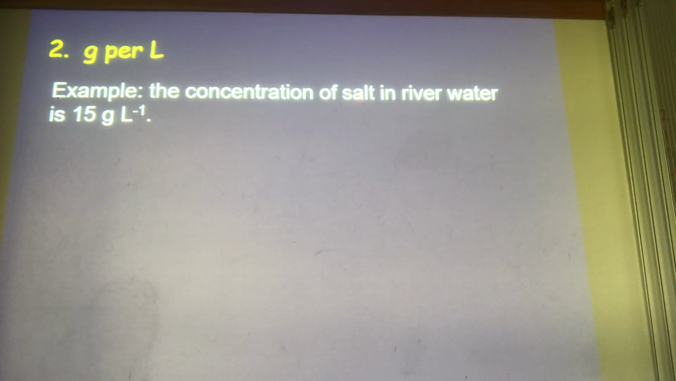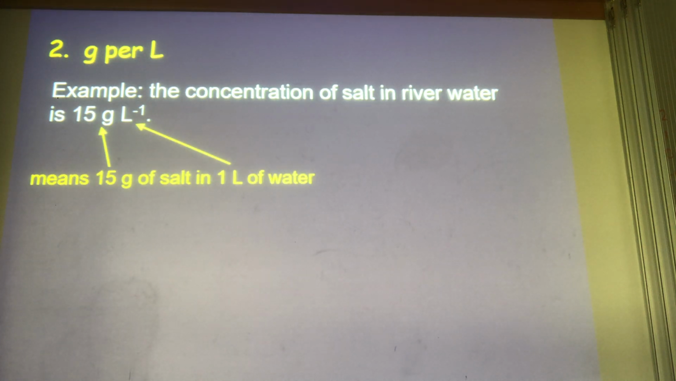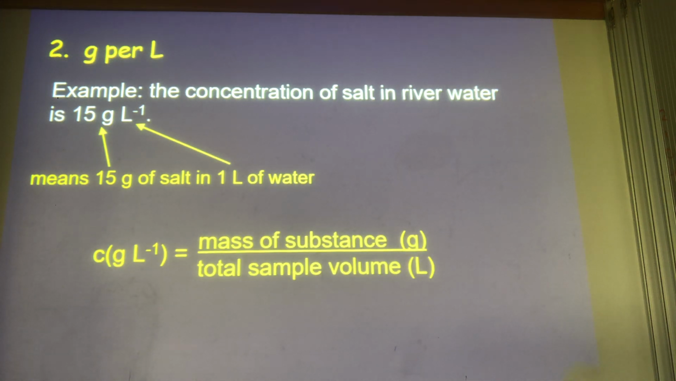Grams per litre. Common way of expressing concentrations. Concentration of salt in river water, 15 grams per litre. There are 15 grams of sodium chloride in 1 litre of river water. So that gives us the formula. Concentration equals mass of substance in grams divided by total sample volume, in this case, in litres. Grams per litre. They're all in the units.